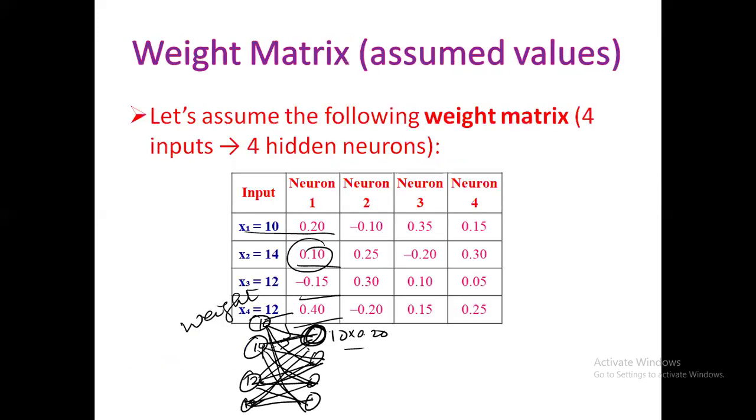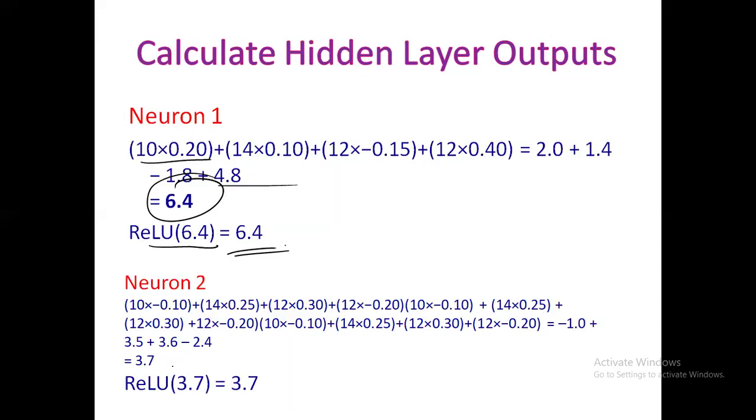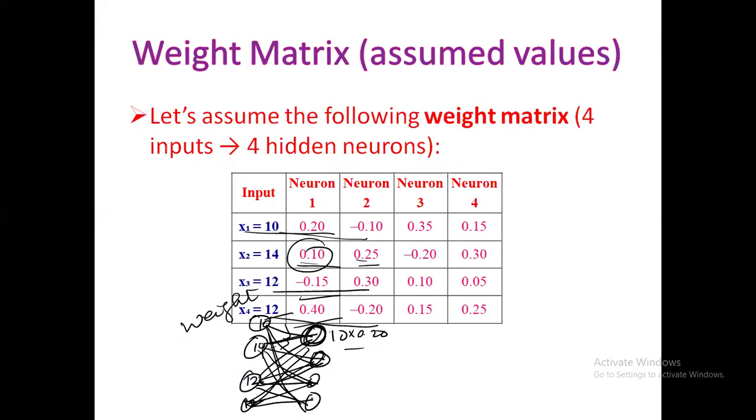Similarly, this is neuron 2. For neuron 2, you take 10 into minus 0.010, 14 into 2.5, 12 into 0.3, and 12 into minus 0.20. If you multiply, you get the value 3.7. If you apply ReLU, it is 3.7.